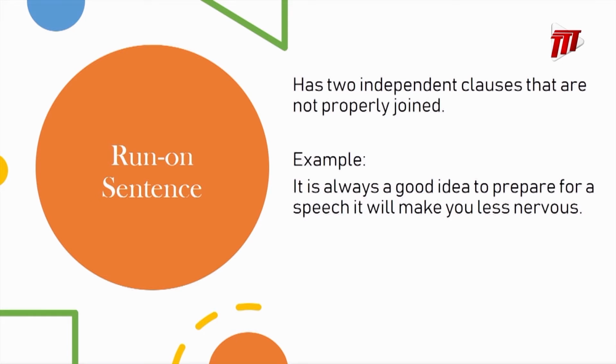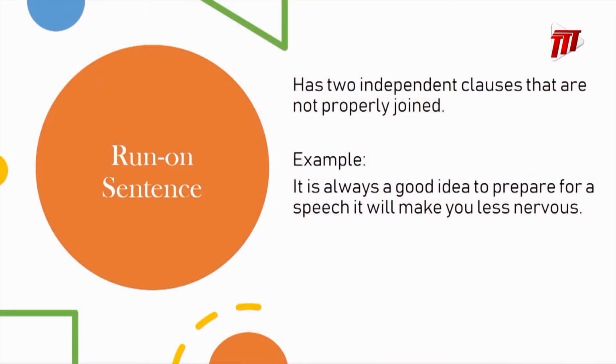Here's an example of a run-on sentence. "It is always a good idea to prepare for a speech. It will make you less nervous." Now, I pause naturally there, but notice there is no pause in the written sentence. That is a classic run-on sentence. There are two independent clauses happening there: "It is always a good idea to prepare for a speech." "It will make you less nervous."